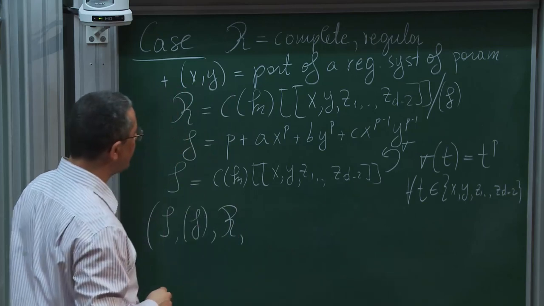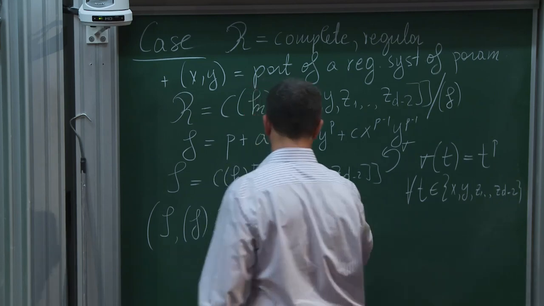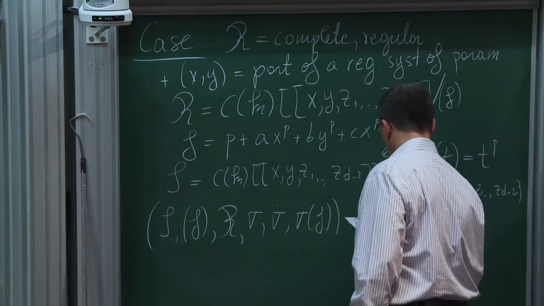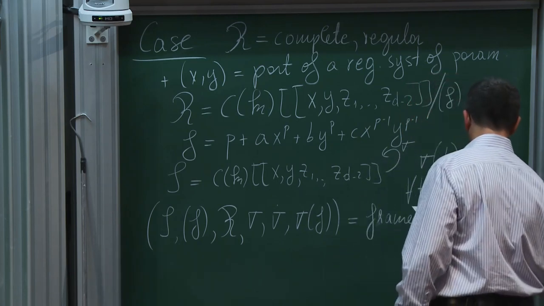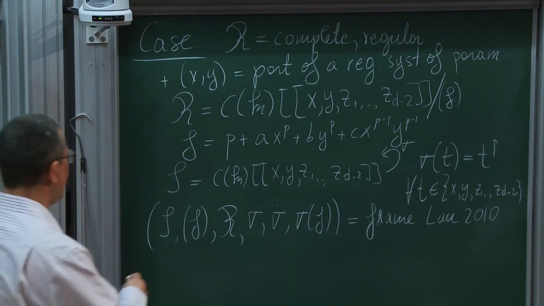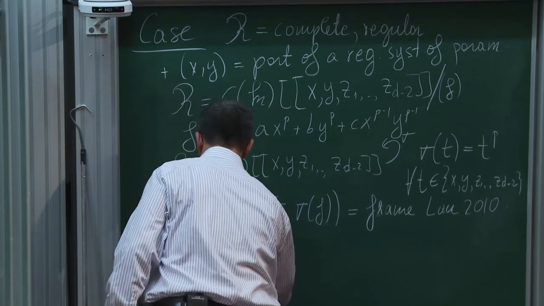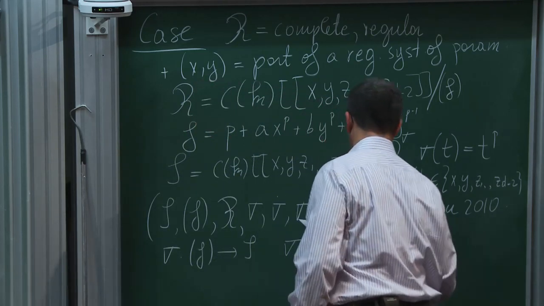We have R script, and then we also have a sigma dot, and we have sigma of f. So this is going to be a frame in the sense of Lau 2010 and previous works of Zink as well. Many frames have been used, but this is basically the one we're going to need here. And sigma dot goes from F to S script, and it's going to be given by some formula as follows.